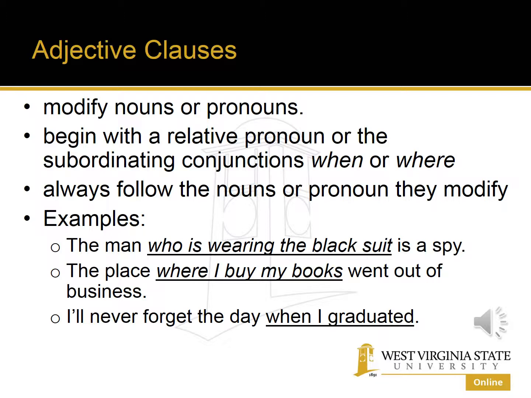So here I have two examples. The place where I buy my books. I buy my books is a subordinate clause. It begins with the subordinating conjunction where. It has a subject and a verb, I buy, and it is describing the place. Or, I'll never forget the day when I graduated. When is a subordinating conjunction, subject I, verb graduated, and it describes the day.